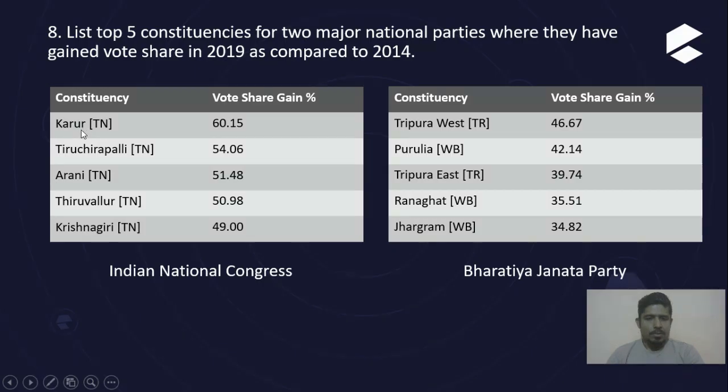In Karur constituency of the state Tamil Nadu, Indian National Congress gained 60.15% more votes in 2019 as compared to 2014. Let me show you in Tableau exactly what this 60.15% means.